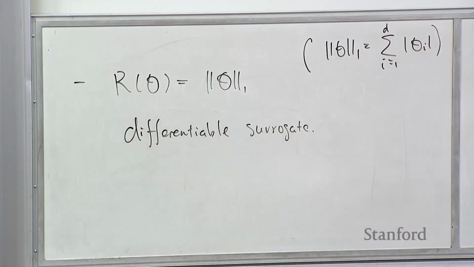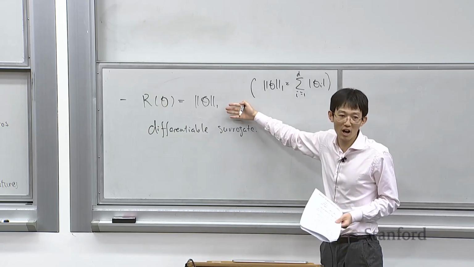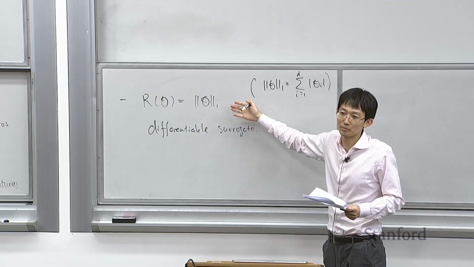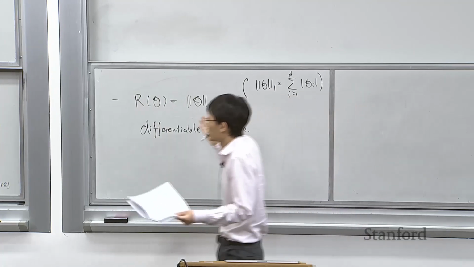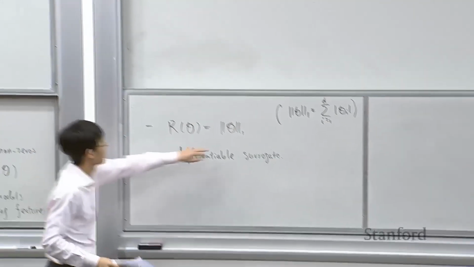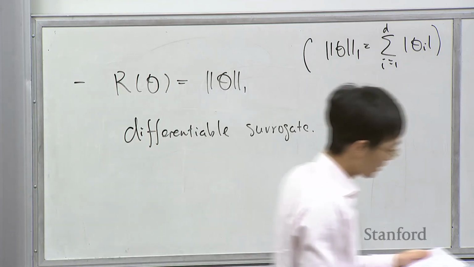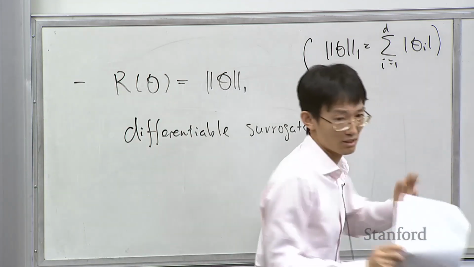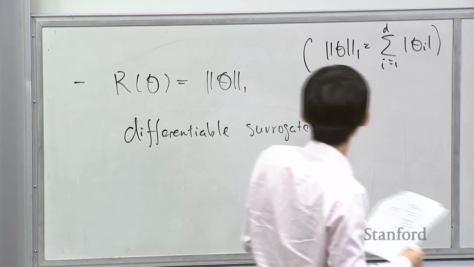I wouldn't attempt to give you a very formal justification for why this is a good surrogate for the 0 norm. One reason could be that at least the one norm is closer than the 2 norm to the 0 norm. One is closer to 0 than 2. Another reason, which is probably not a very solid mathematical reason, is just to give you some intuition.